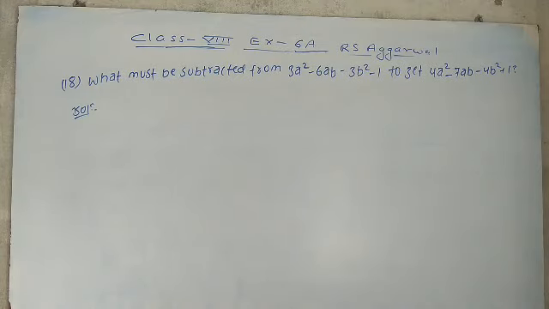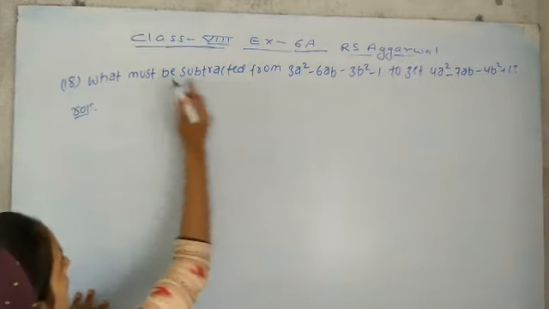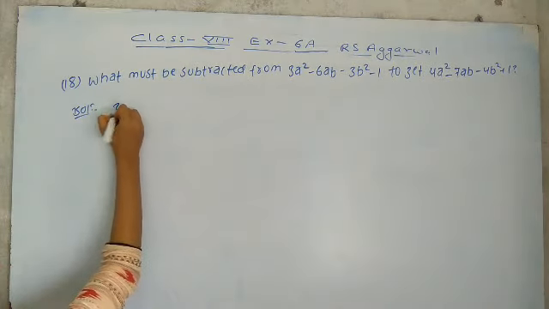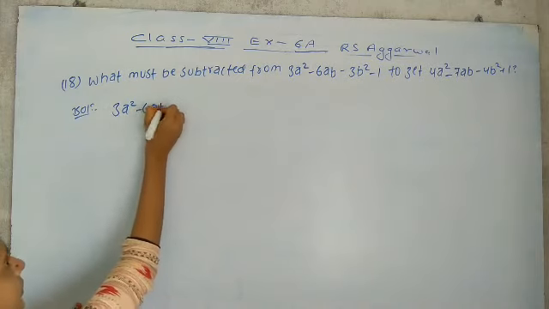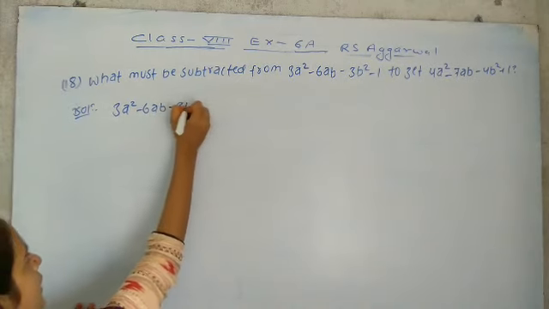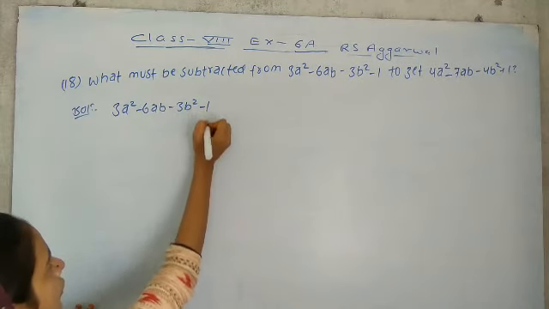Question number 18. What must be subtracted from 3a square minus 6ab minus 3b square minus 1 to get 4a square minus 7ab minus 4b square plus 1? In the previous question it was "what must be subtracted from", but here it is "to get". So we will write from this term: 3a square minus 6ab minus 3b square minus 1.